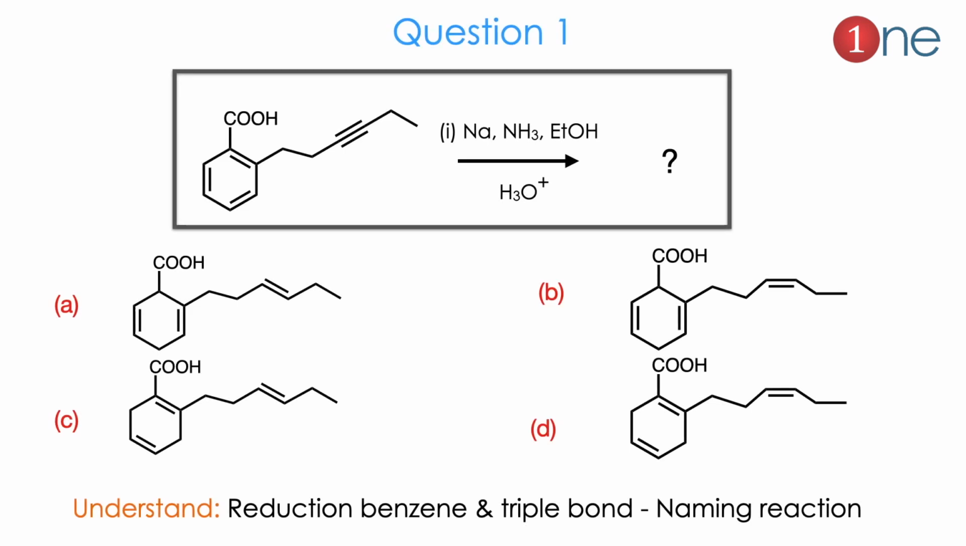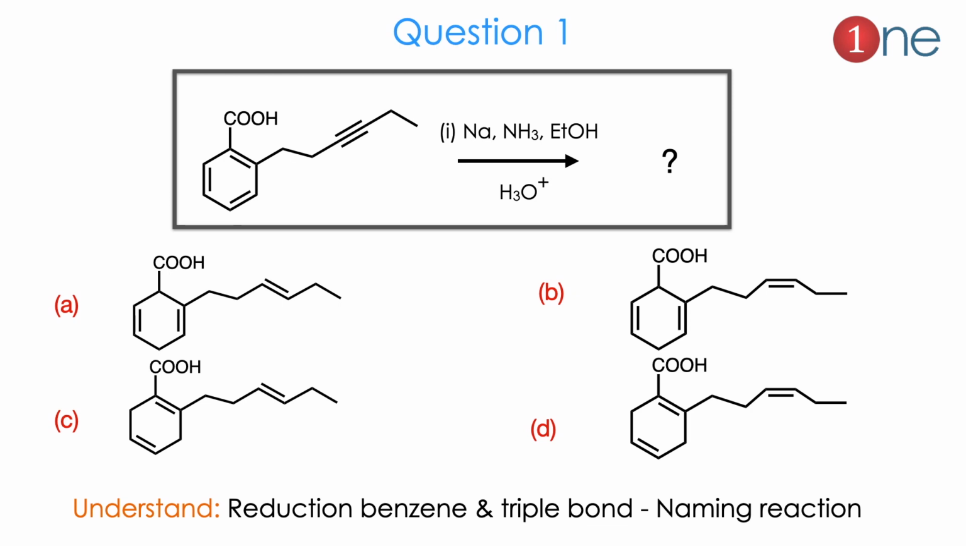Let us see question number 1. The starting material is benzoic acid. It is attached with a long chain alkyl group. The alkyl group contains an alkyne. Here the reagents are sodium and ammonia and ethyl alcohol, and acid hydrolysis is also given there. Here they ask you to find the product.